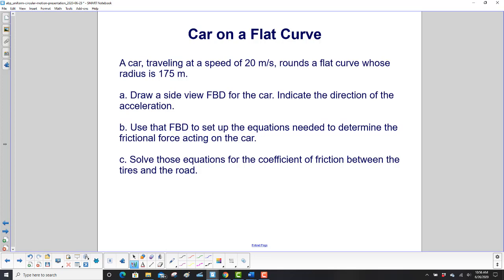That frictional force is the force that is pushing the wheels so you can make the turn. Without friction, you wouldn't be able to turn. Solve those equations for the coefficient of friction between the tires and the road.